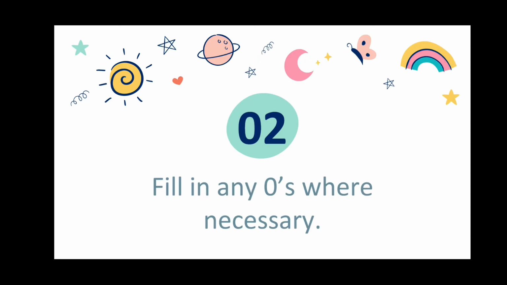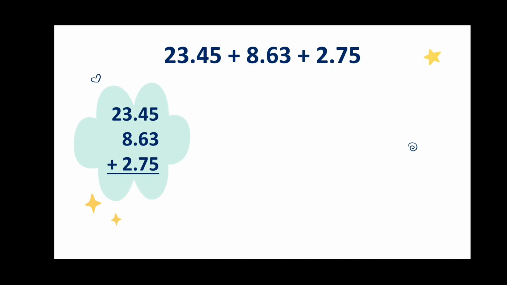Step 2, fill in any zeros where necessary. Kung mapapansin nyo sa ating first decimal number, yung digit na 2 ay walang katapat sa baba. So, therefore, we're going to put zeros there para may katapat siyang number. So, of course, same number pa rin or same decimal number pa rin ang ating first given, which is 23 and 45 hundredths. Followed by, so this is also 8 and 63 hundredths pa rin.